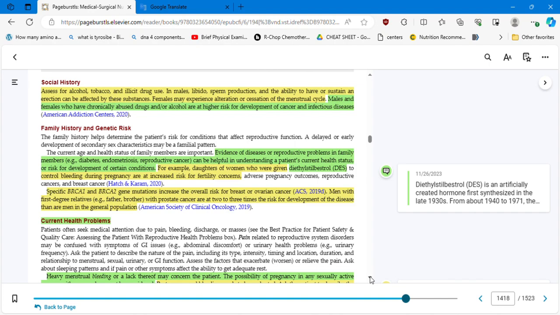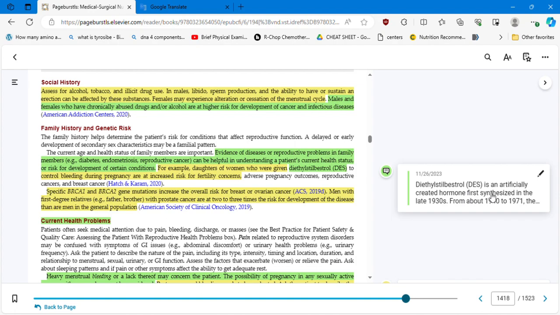Family history and genetic risk. Evidence of disease or reproductive problems in family members, such as diabetes, endometriosis, or reproductive cancer, can be helpful in understanding a patient's current health status or risk for development of certain conditions. For example, daughters of women who were given diethylstilbestrol, DES, to control bleeding during pregnancy are at increased risk for infertility concerns.